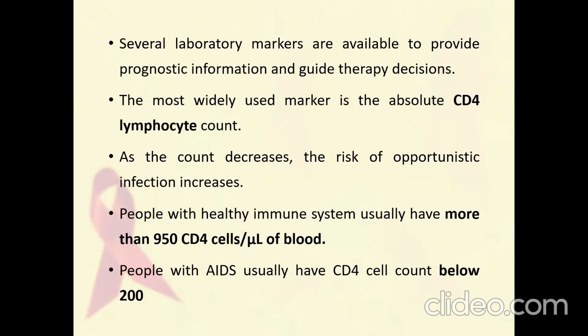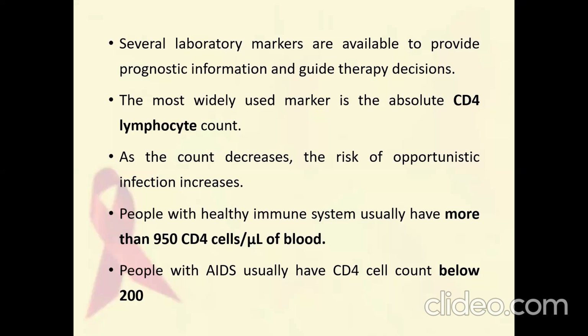Then also several laboratory markers are available to provide prognostic information and guide therapy decision. The most widely used marker is absolute CD4 lymphocyte count. As the count decreases, the risk of opportunistic infection increases. So the people with healthy immune system usually have more than 950 CD4 cells per ml of blood. And the people with AIDS usually have CD4 cell count below 200.